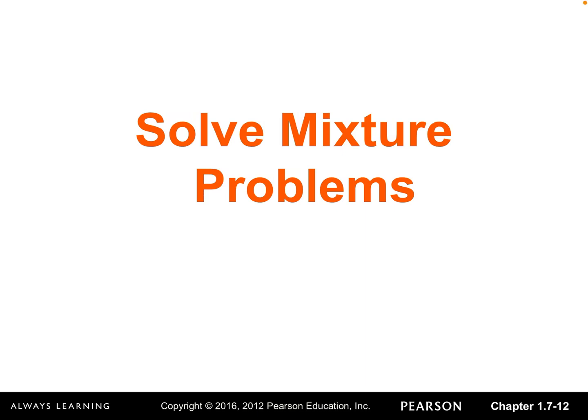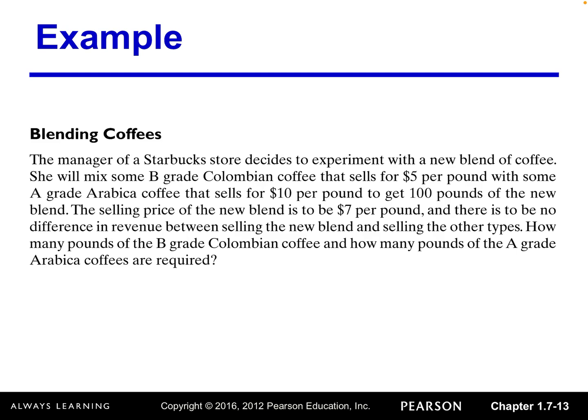Now let's look at how to solve mixture problems. Blending coffees. The manager of a Starbucks store decided to experiment with a new blend of coffee. She will mix some B grade coffee that sells for $5 per pound with some A grade Arabica coffee that sells for $10 per pound to get 100 pounds of new blend.